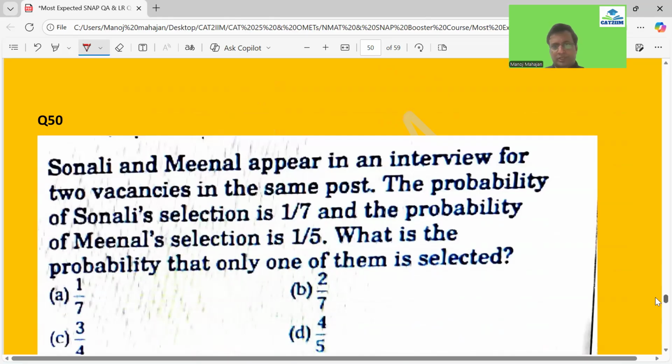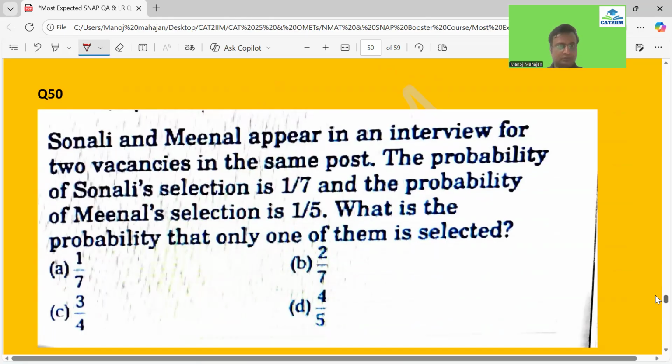Such a question you can also expect in the SNAP. So the probability of Sonali's selection is 1 by 7, Meenal's is 1 by 5. Exactly one we have to figure out. Let's say Sonali gets selected. So Meenal not getting selected is 1 minus 1 by 5, which is 4 by 5. I need to multiply that. So this is Sonali being selected.